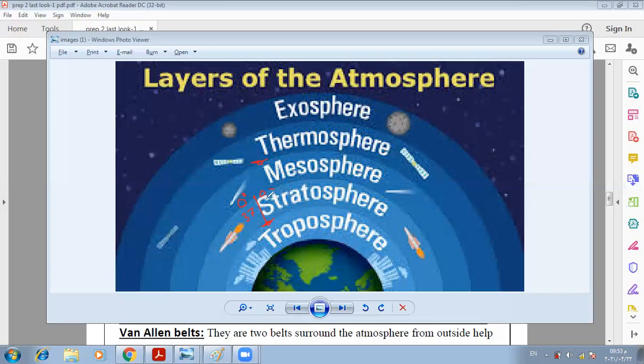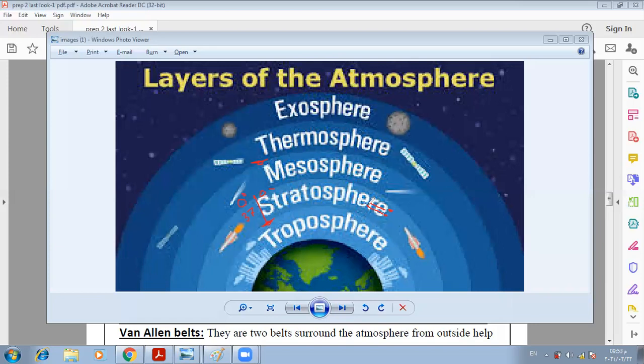Why? I will tell you why. This layer from 20 kilometers to 40 kilometers, there is an area called the ozone layer. Why do we call it by this name? Because it contains ozone gas. What is ozone gas? It is 3 atoms of oxygen, or O3.